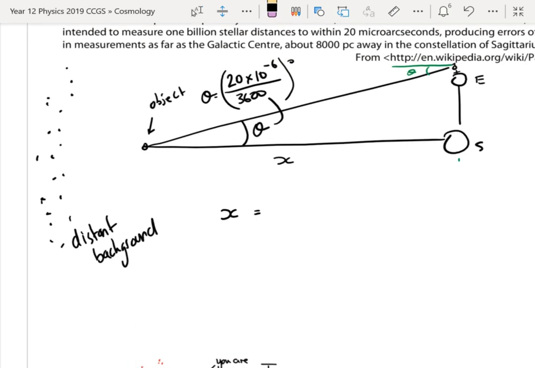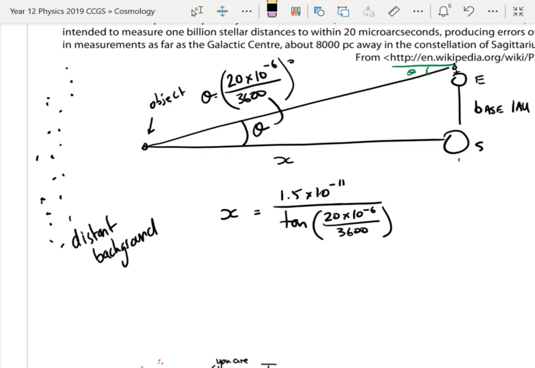Now this, we're going the other way. Here's our base, which was 1 AU. So now we'll say tan theta equals opposite over x, x equals opposite over tan theta. 1.5 times 10 to the negative 11 over tan of 20 micro arc seconds.